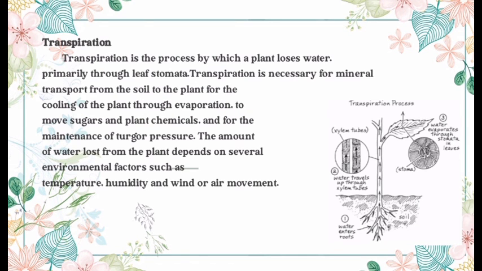And lastly, we have transpiration. It is a process by which a plant loses water, primarily through leaf stomata. Transpiration is necessary for mineral transport from the soil to the plant, for the cooling of the plant through evaporation, to move sugars and plant chemicals, and for the maintenance of turgor pressure. The amount of water lost from the plant depends on several environmental factors such as temperature, humidity, and wind or air movement.